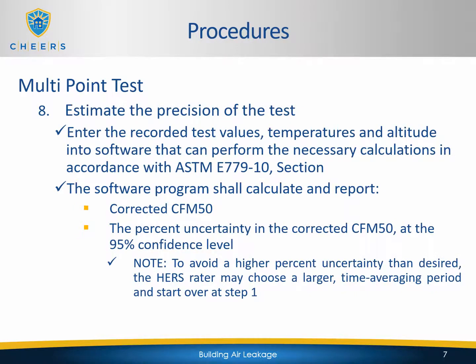You then are going to estimate the precision of the test. You're going to enter the recorded test values, temperatures, and altitude into the software that can perform the necessary calculations in accordance with ASTM E779-10 Section 9. The software program shall calculate and report the corrected CFM50 and the percent uncertainty in the corrected CFM50 at the 95% confidence level. Please keep in mind, to avoid a higher percentage of uncertainty than desired, the HERS rater may choose a larger time averaging period and start over at step 1.